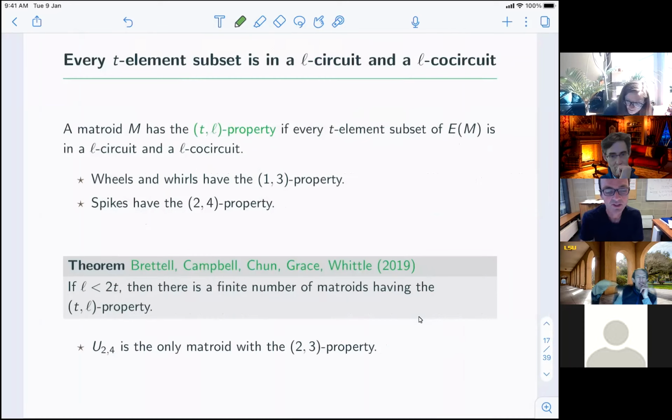But U_{2,4}, for example, has the 2,3 property. And there you go, proof by example. It's the only matroid with the 2,3 property. I'm sure their proof is a bit more elaborate than proof by example, but there is something with the 2,3 property, and U_{2,4} is the only matroid with it.